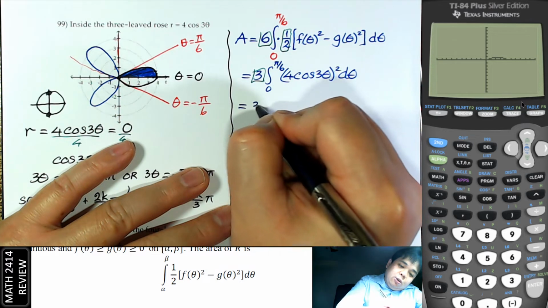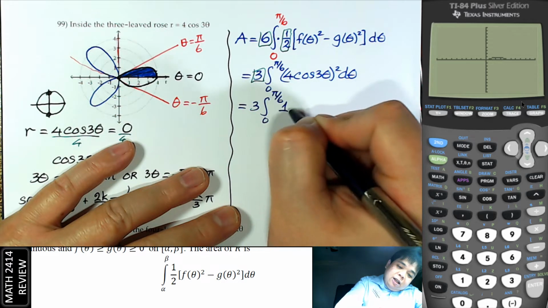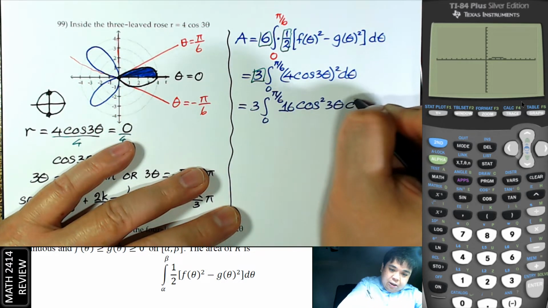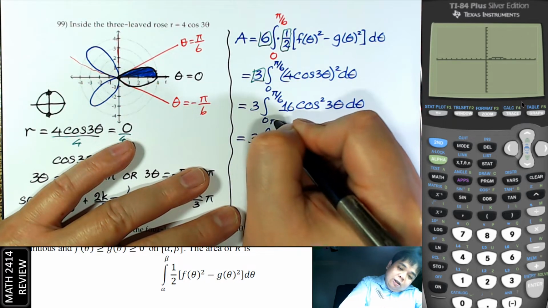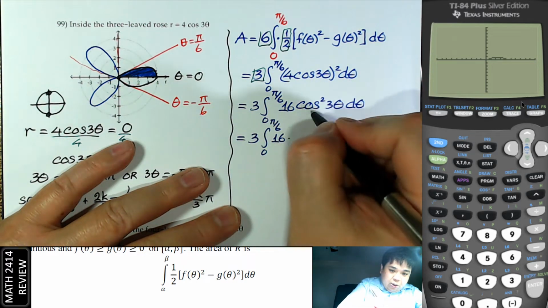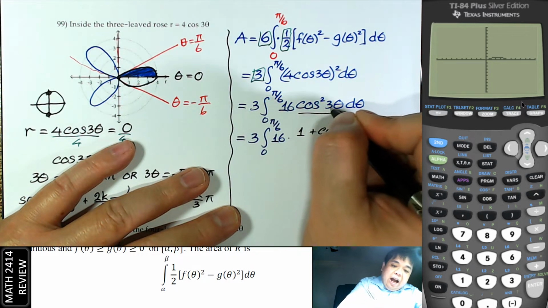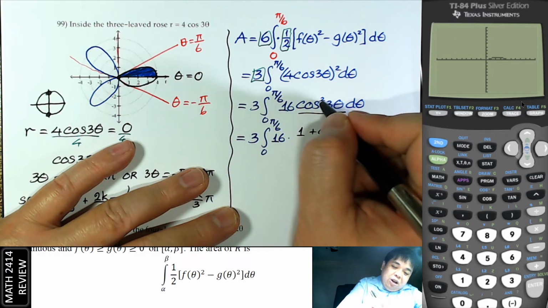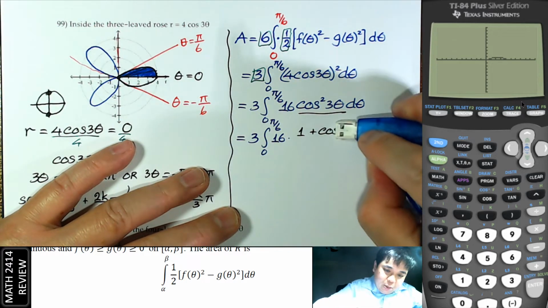Right, so 3, 0 to pi over 6. That gives us 16 cosine square. And that is the power reducing formula, not half angle. Power reducing. The power will reduce and the angle will be double. So 6 theta.